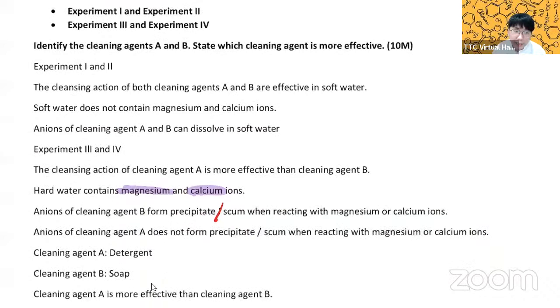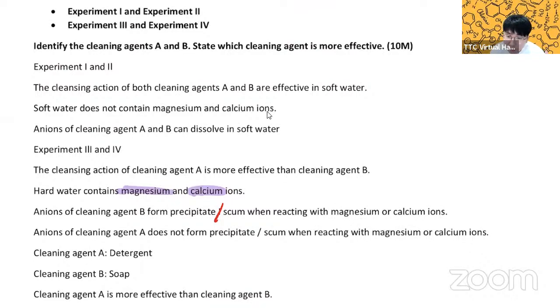So therefore, A is detergent, B is soap, and at the end of the day, A is more effective than B. 10 marks. I would say it's not that hard to get 10 marks, but you have to be more specific. You have to write all the details inside here. Soft water doesn't have magnesium, doesn't have calcium, okay?